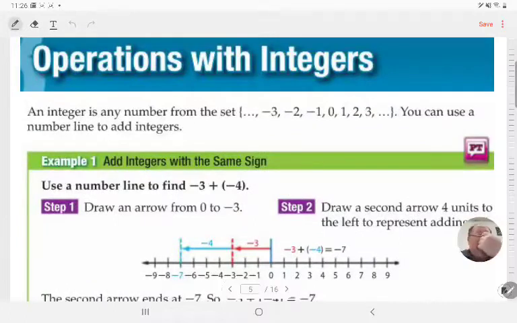Let's see. Operations with integers. An integer is any number from the set of your negative numbers, your 0, and your positive numbers. You can use the number line to add integers.